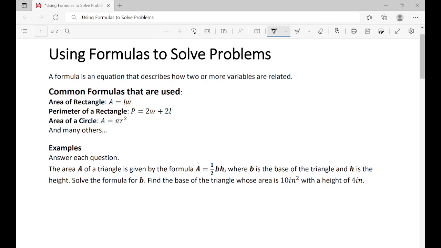A formula is an equation that describes how two or more variables are related. Some common formulas that are used are, but not limited to, the area of a rectangle, where A is equal to L times W, length times width.